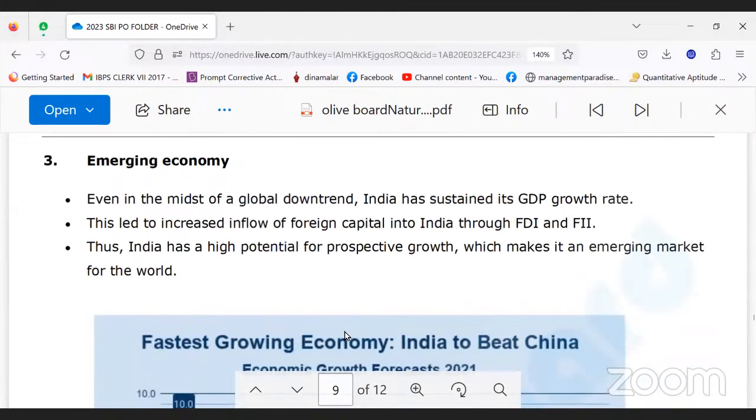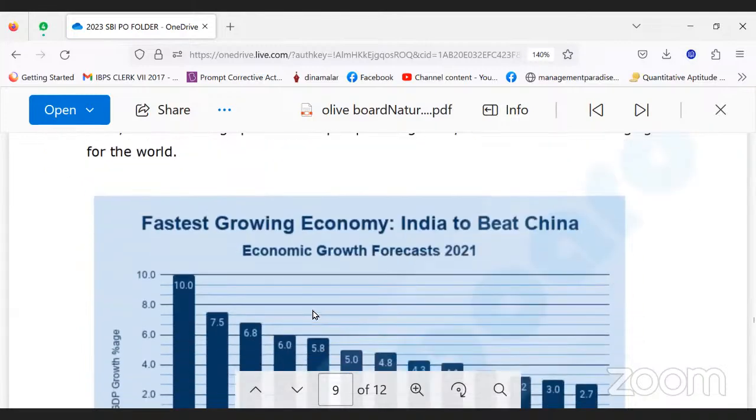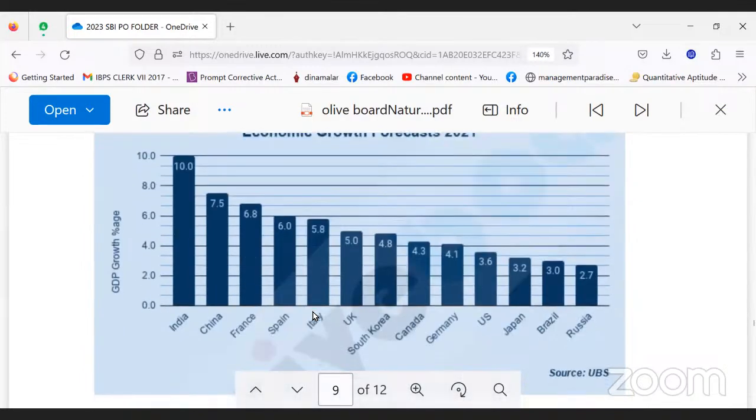Emerging economy. Even in the midst of a global downtrend, India has sustained its GDP growth rate. This led to increased inflow of foreign capital into India through FDI and FII. Thus, India has a high potential for prospective growth, which makes it an emerging market for the world. Fastest growing economy, India to beat China.